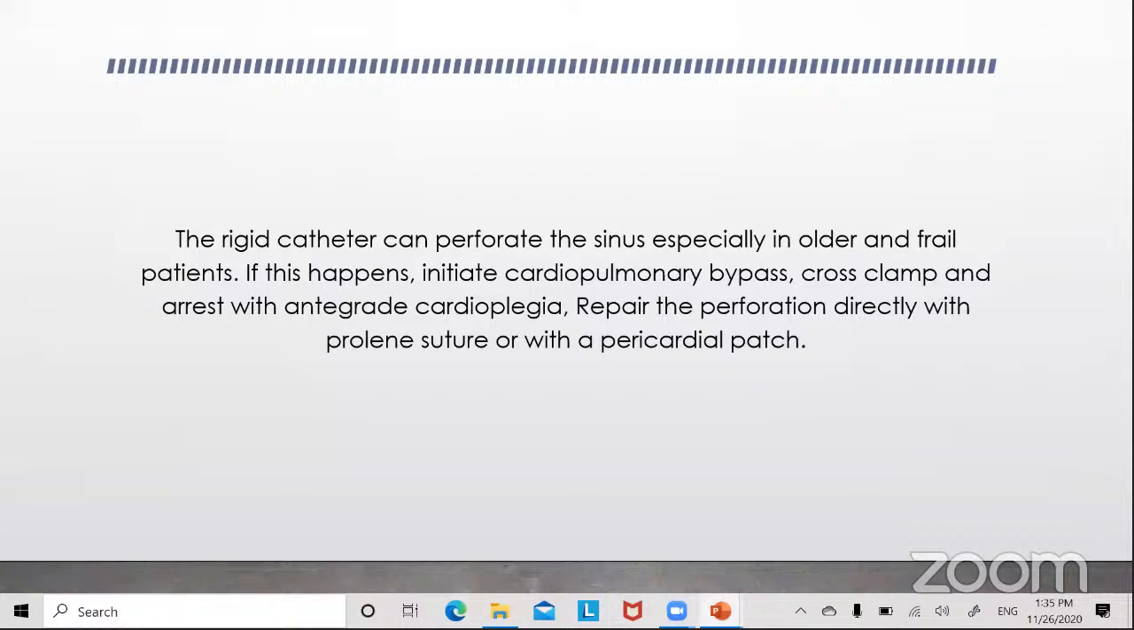The rigid catheter, as I mentioned before, can perforate the coronary sinus, especially in older and frail patients. If this happens, initiate the cardiopulmonary bypass, cross-clamp and arrest with antegrade cardioplegia, and repair the perforation directly with Prolene suture or with a pericardial patch.